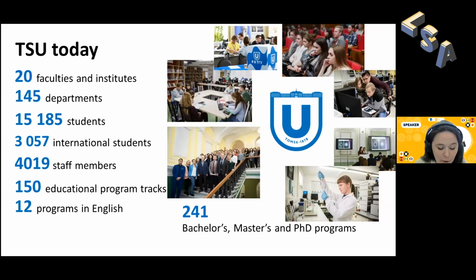Let me continue. So we got the schools where students can take different courses depending on what they are interested in. You can see that we have 150 educational program tracks and more than 200 bachelor's, master's, and PhD programs, including programs taught in English. So there are 12 programs taught in English.